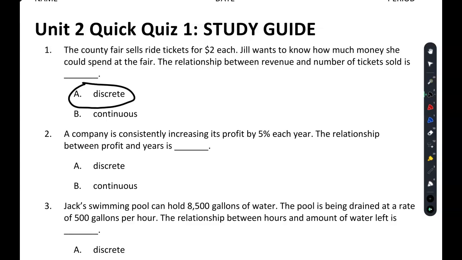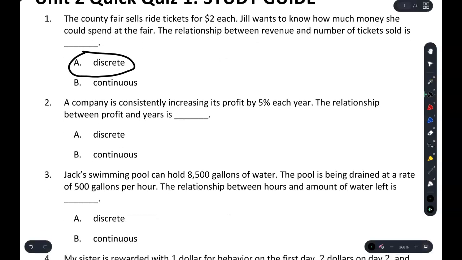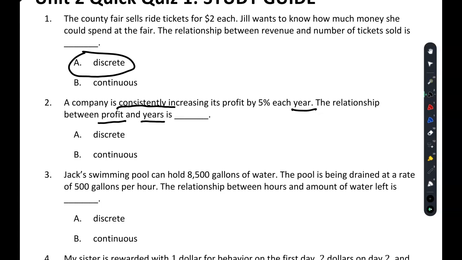All right, we'll look at another one here. A company is consistently increasing its profit by 5% each year. The relationship between profit and years is blank. Years is the independent variable, that's the input. So between year 1 and year 2, or year 2 and year 3, is there anything going on in between that?